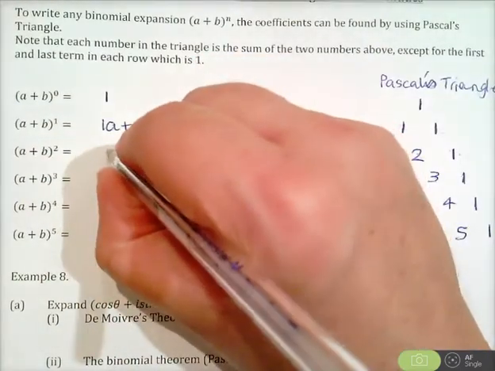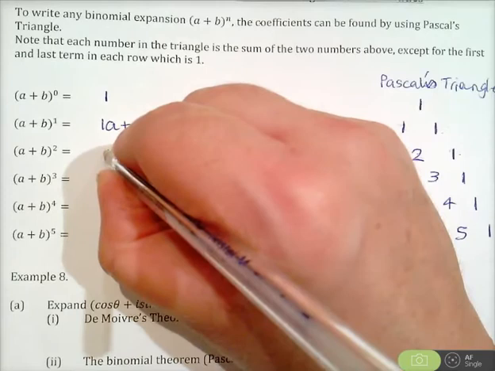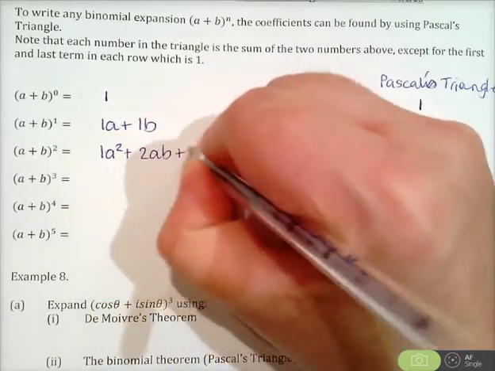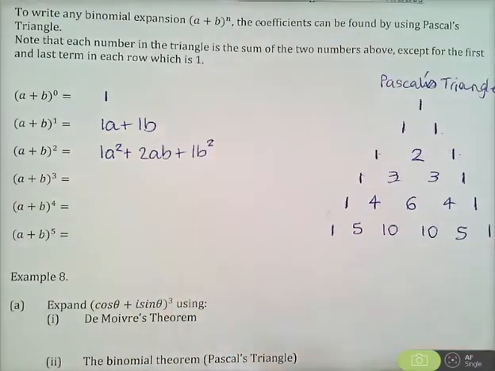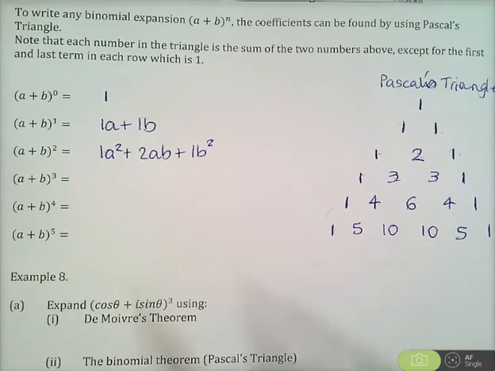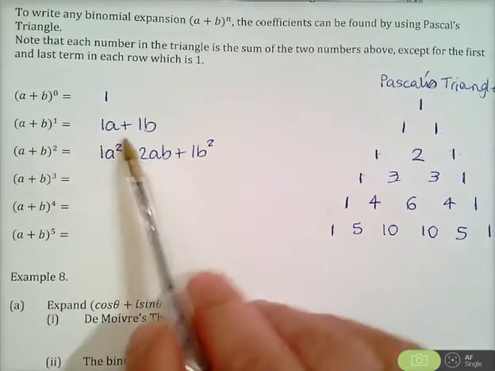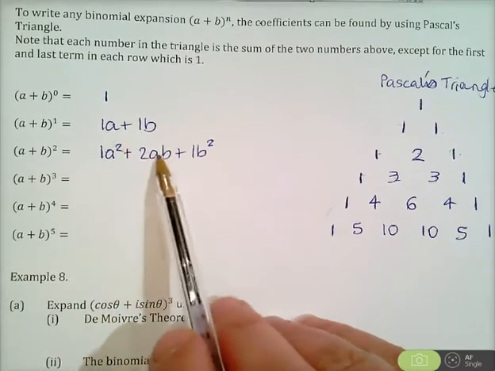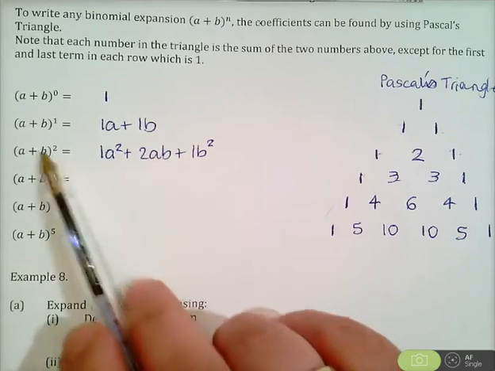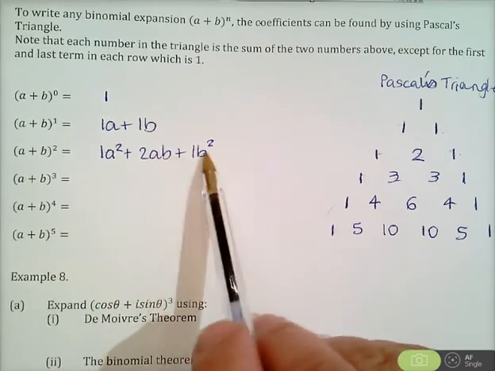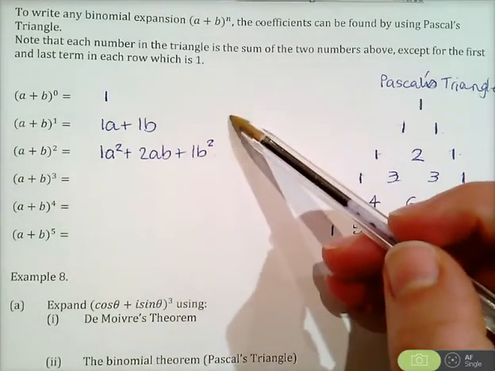Now if we expand (a + b) all squared, we get a squared, or 1a squared, plus, remember, it's 2ab, plus b squared, which is just 1b squared. Notice the coefficients are 1, 2, 1. Now, when you do this expansion, our highest power is 2. We start with a squared, then we drop a power of a to get a, and we introduce one power of b, and then we drop another power of a and go one higher in the powers of b.